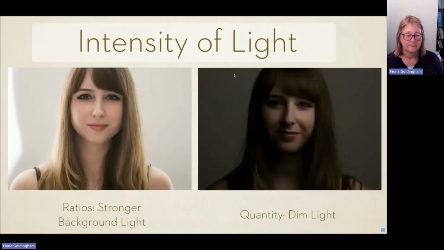So let's look at each of these essentials of light and what they mean in an illustration. Again, this is my assistant Raquel. So, intensity of light. Looking at the photos here, for example, on the left, there's a ratio where the backlight is bright and the front light is pretty dim. The background is going to be stronger, whereas the intensity of light on the right-hand side is just dim in general. So there are just different amounts of light in these photographs.